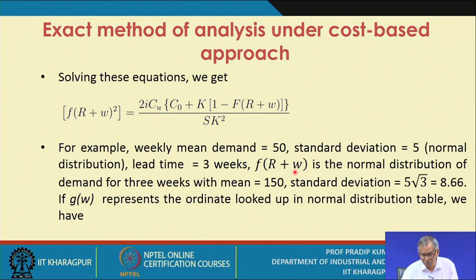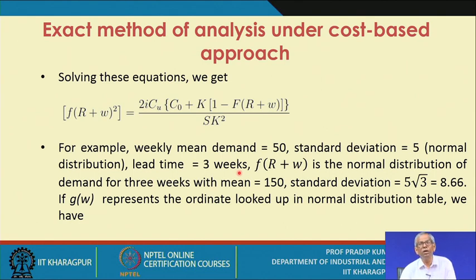F R plus W is the normal distribution of demand for 3 weeks with mean equal to 150, and the standard deviation is obviously 5 into root 3. So what we are assuming is that for the normal distribution, the mean demand time period is mentioned as 1 week, whereas the lead time is 3 weeks.